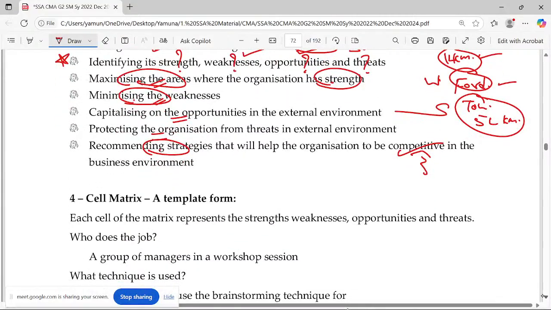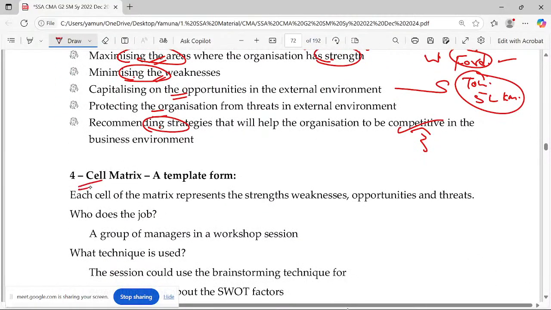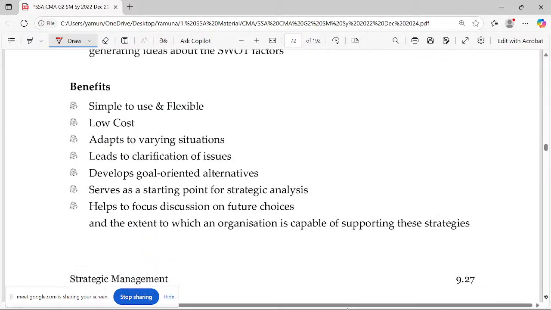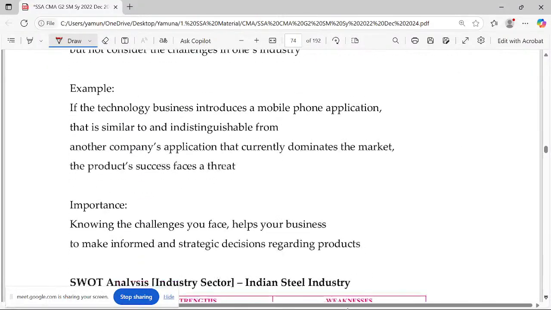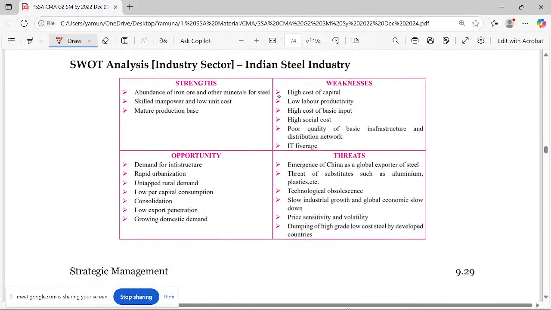Usually, when we go for SWOT analysis, we go for this four-cell matrix. It's just a template form. Okay, let me go for that. Then I'll come back here to the contents and all. Okay, can you find that page where you find a table or something like that? Yeah, this will be helpful.